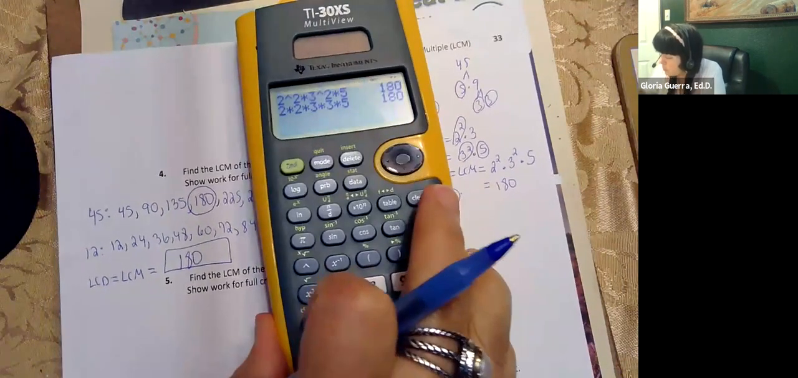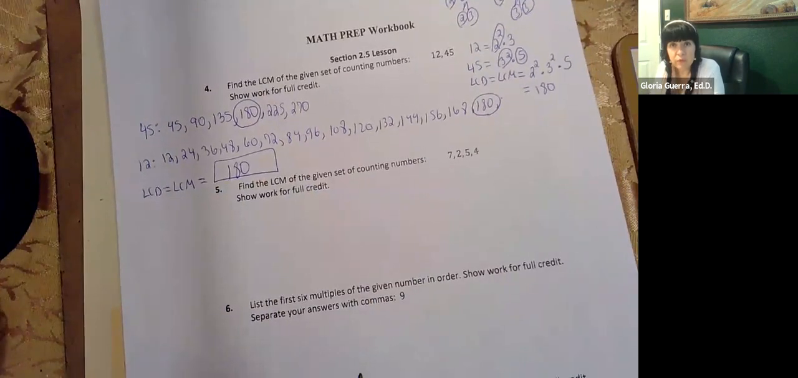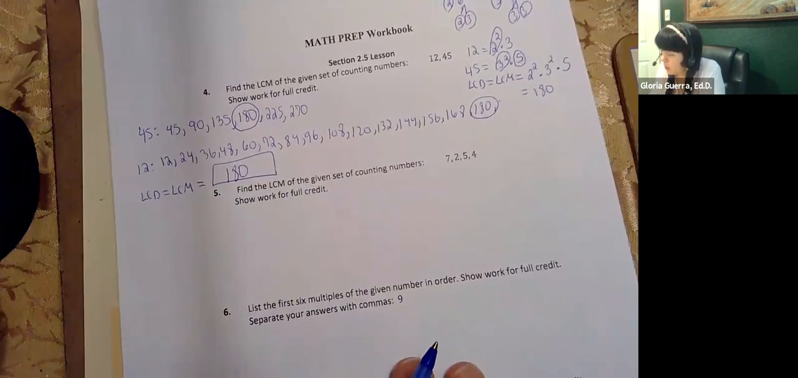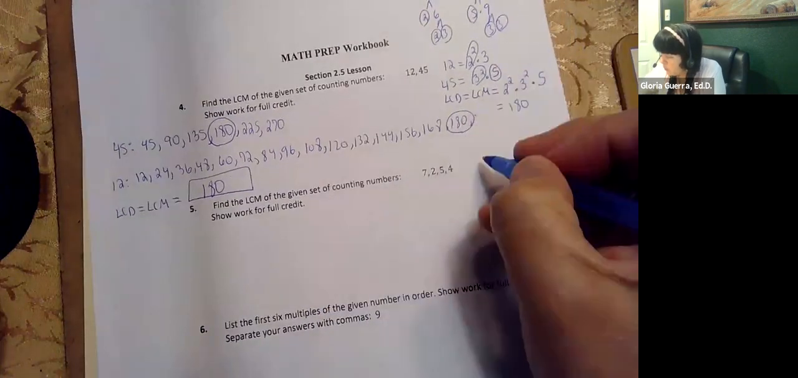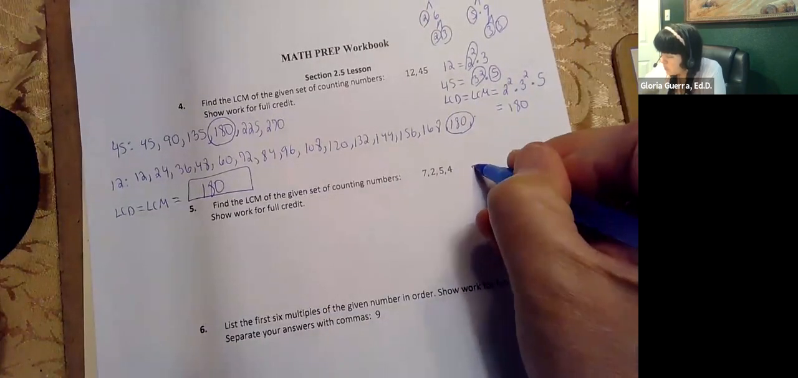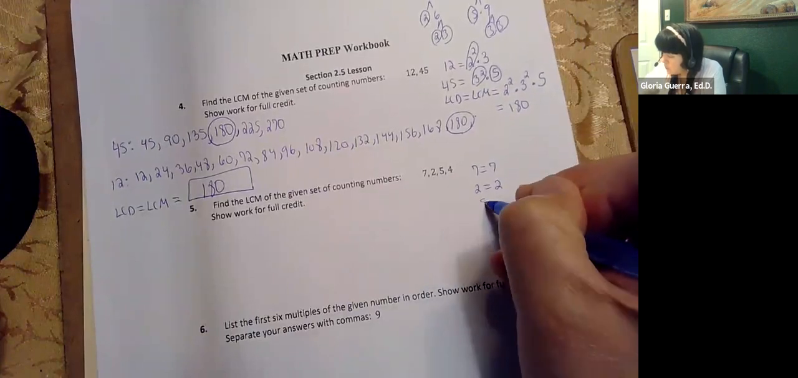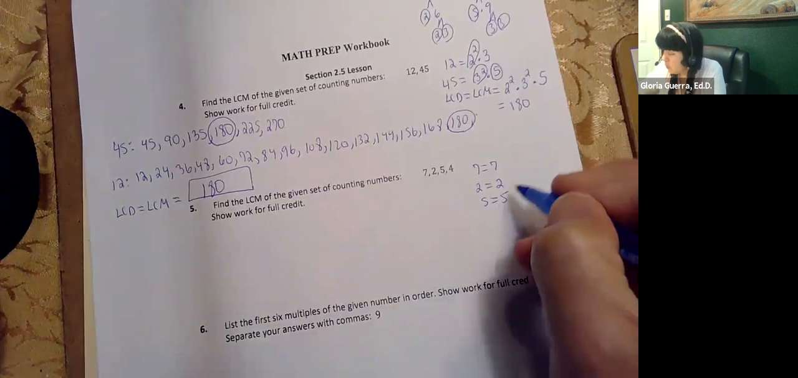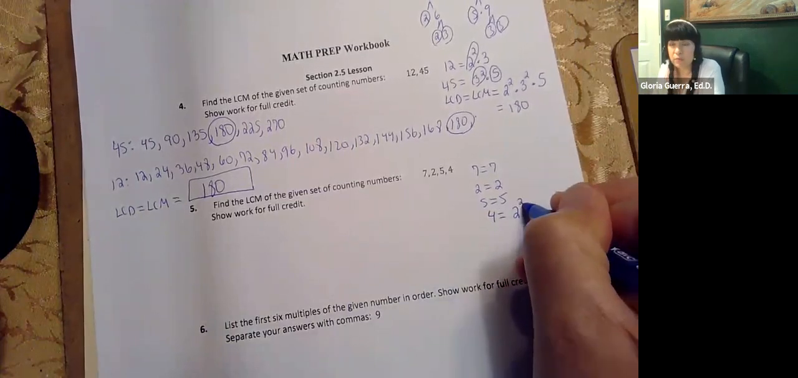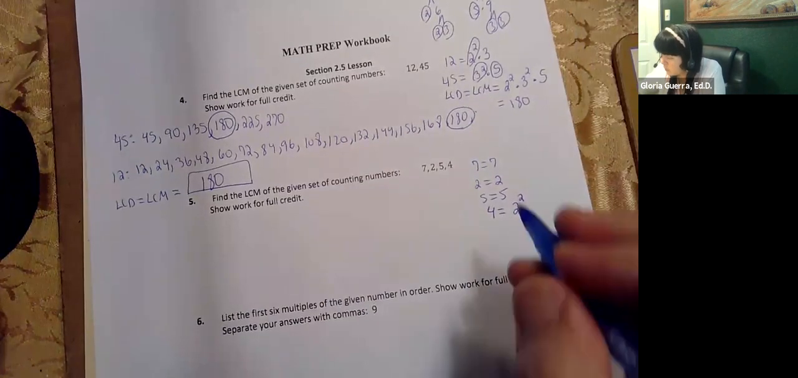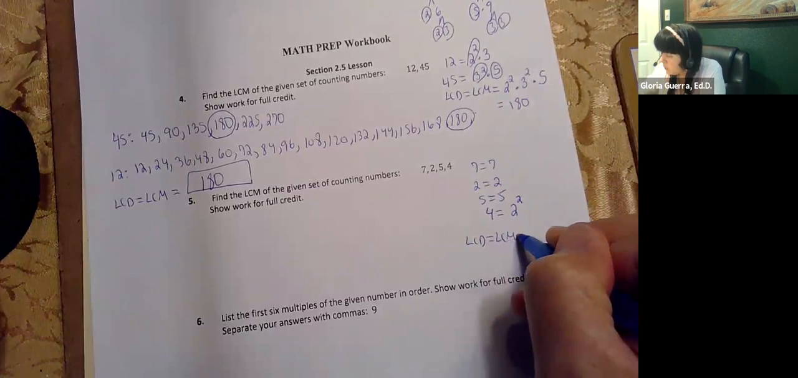Okay, and then number 5, you're working with 7, 2, 5, and 4. So if I do the prime factorizations first, they're all prime. 7's already just 7. 2's already just 2. 5 is already just 5, 5 times 1. Oh, 4 isn't. 4 is 2 squared, so 4 is 2 times 2. So the LCD equals LCM.